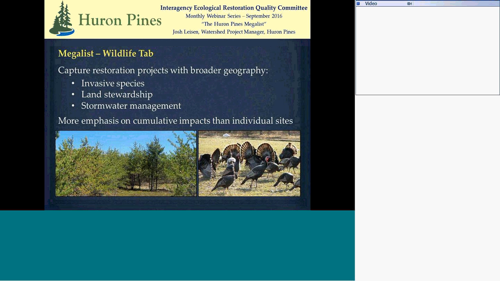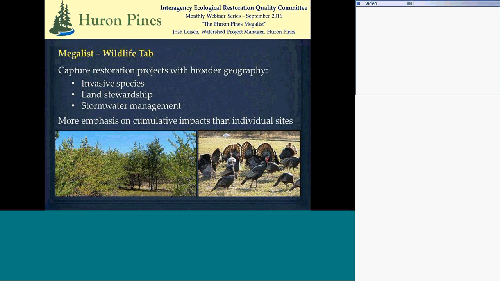For example, one of our goals is to prevent invasive Phragmites from spreading north along the Lake Huron shoreline from Saginaw Bay, where it's currently very prevalent. And so any patch of Phragmites that shows up along the northern Lake Huron shoreline, therefore, becomes a priority for early detection rapid response treatment.